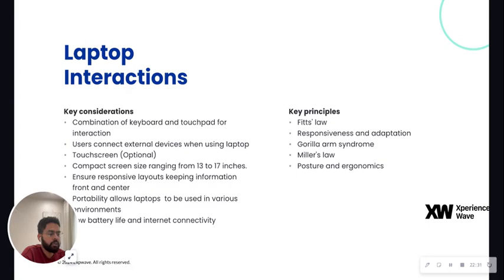Miller's law: since laptops have smaller screens, cognitive load should be managed very carefully. Avoid overwhelming users with too much information on a single screen. Wherever possible, make use of progressive disclosure so that you hide less relevant details unless they are needed. And take care of posture and ergonomics as well, because laptops will be utilized either on desks or even on laps. So designing for different angles and distances from the screen becomes really important.